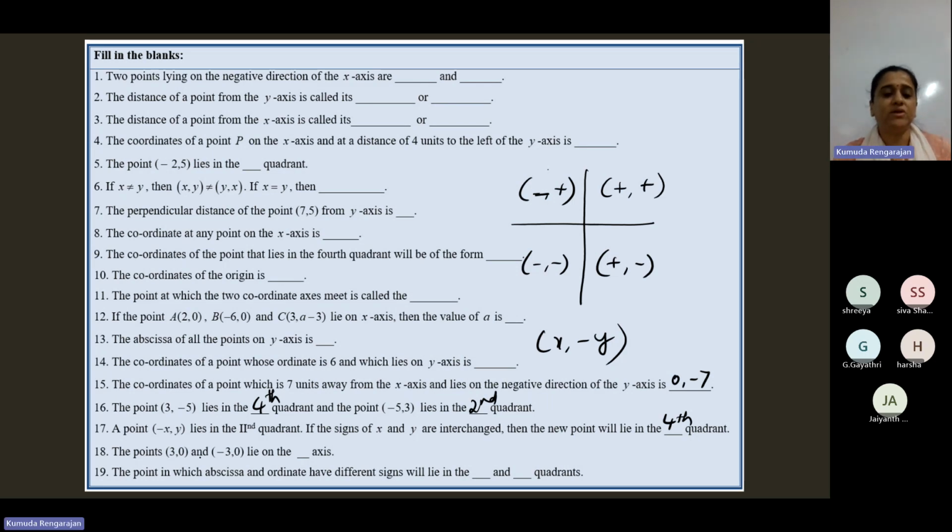The points 3, 0 and minus 3, 0 lie on the x-axis. The point in which the abscissa and ordinate have different signs will lie in the second and fourth quadrants. It's given second and fourth quadrants. Correct. Second and fourth quadrants.